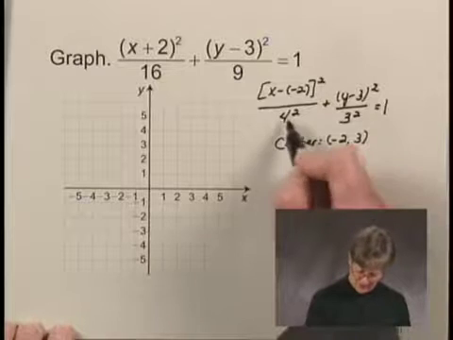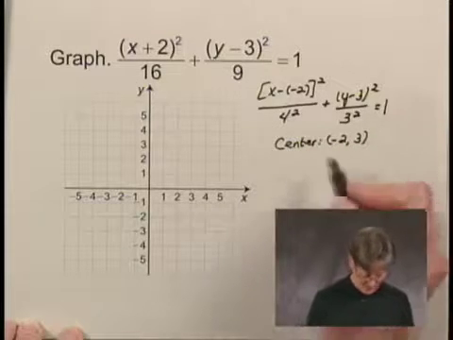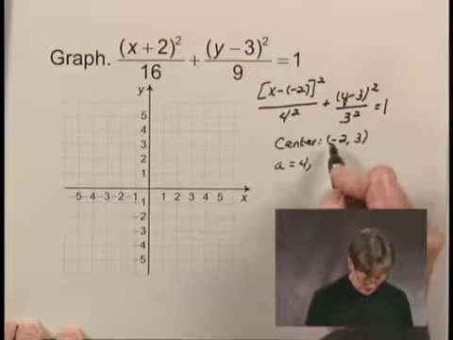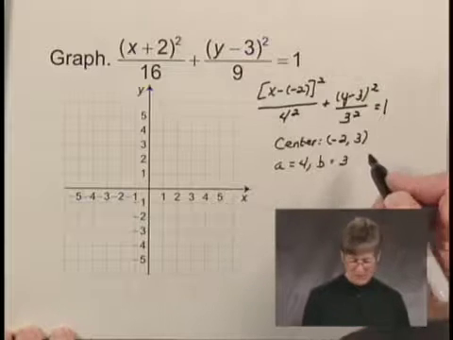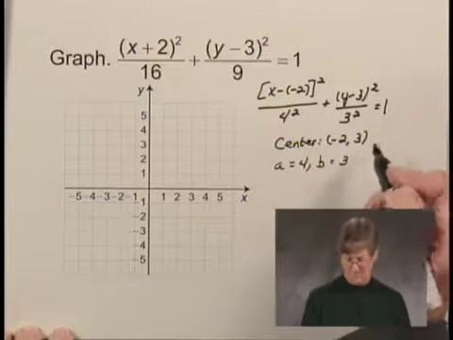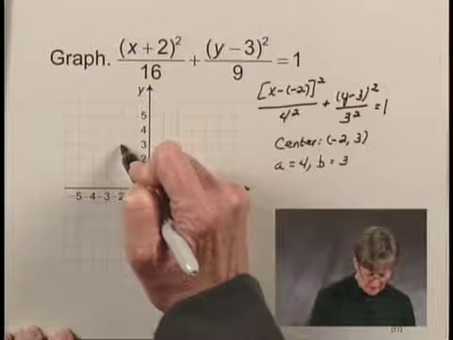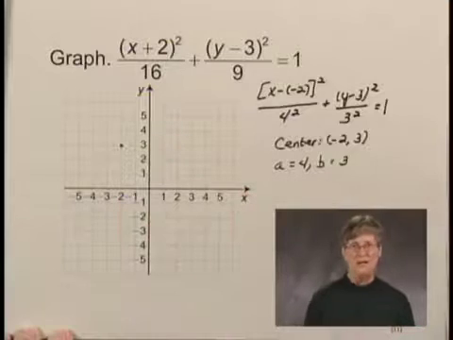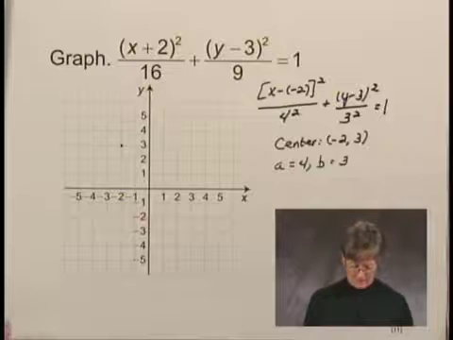Now we know that this is a squared and this is b squared in the standard form for the equation of an ellipse. So we know that a is 4, and we know that b is 3. And I'm just going to put a dot where the center of the ellipse is at negative 2, 3. But keep in mind that this is not a point on the graph of the ellipse. It's just going to guide me in graphing some points that are on the ellipse.